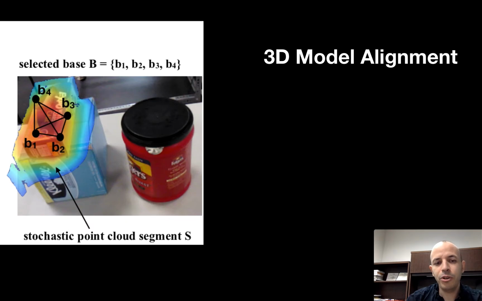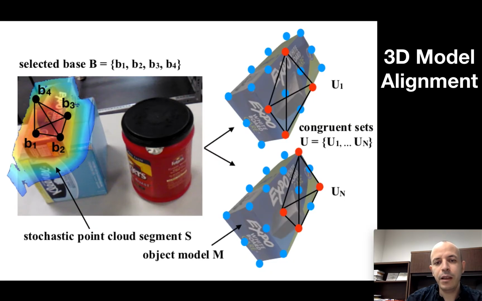You get 4 points, and then you sample 4 points through this distribution. And then you look into your model of the object of interest that you are looking for, like an Expo box, which is not the correct one here. We are sampling points from Kleenex. So you can look into that model, and from that model you want to find a base of 4 points that are congruent to the 4 points that you sampled from the point cloud.